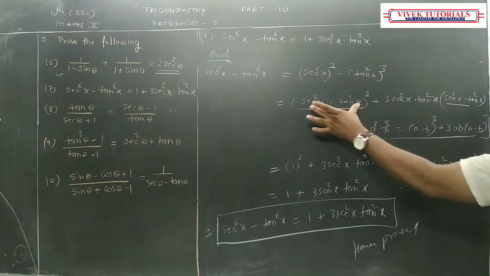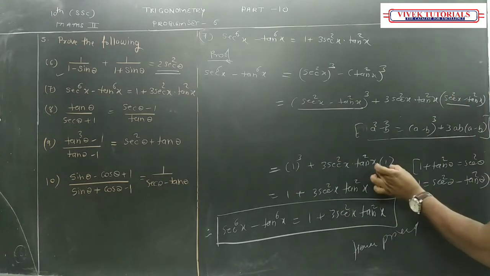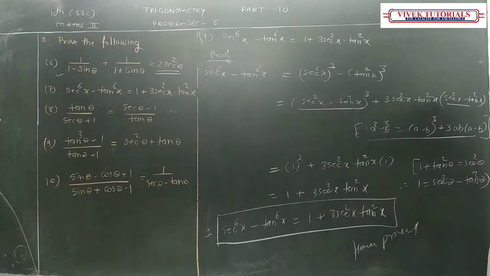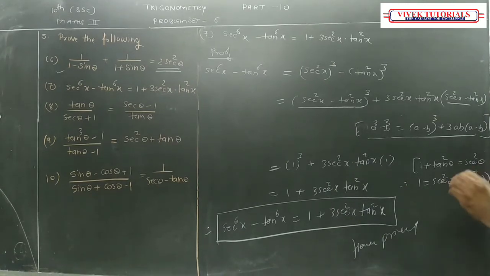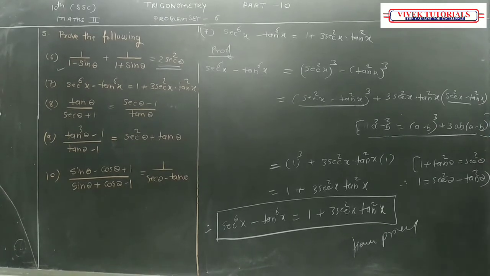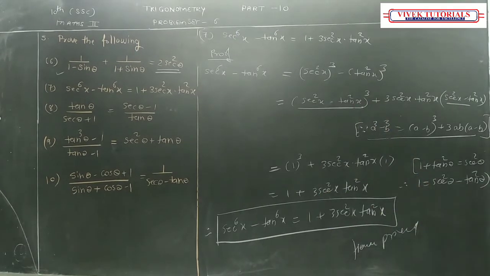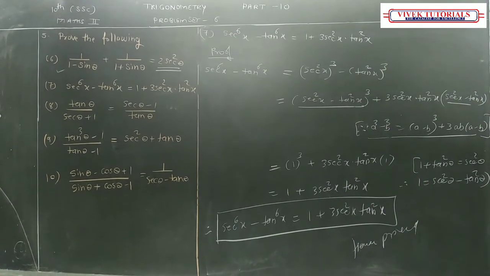But again, sec square x minus tan square x is 1. We'll solve and get the answer. But this question needs enough practice. You have to learn this formula, you have to remember it completely. Therefore, copy it down properly.